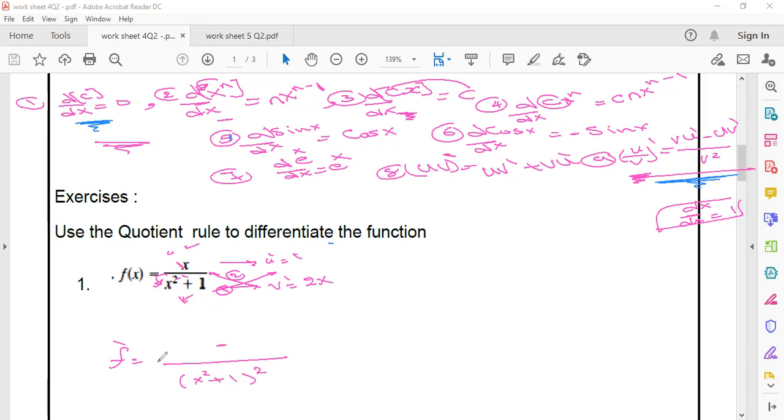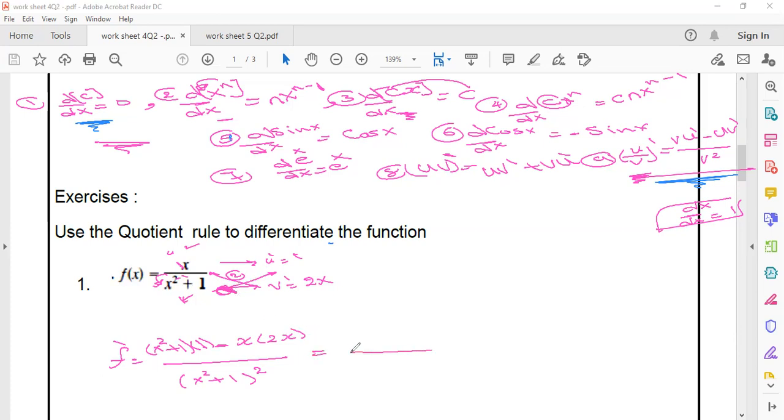Then here I have minus a product, the first product, which is the denominator multiplied by the derivative of the numerator. So it will be x squared plus 1 multiplied by 1, minus the numerator multiplied by the derivative of the denominator, x multiplied by 2x. I hope you understand. I swear it's so easy. The first product minus the second product. That is the first product, that is the second product.